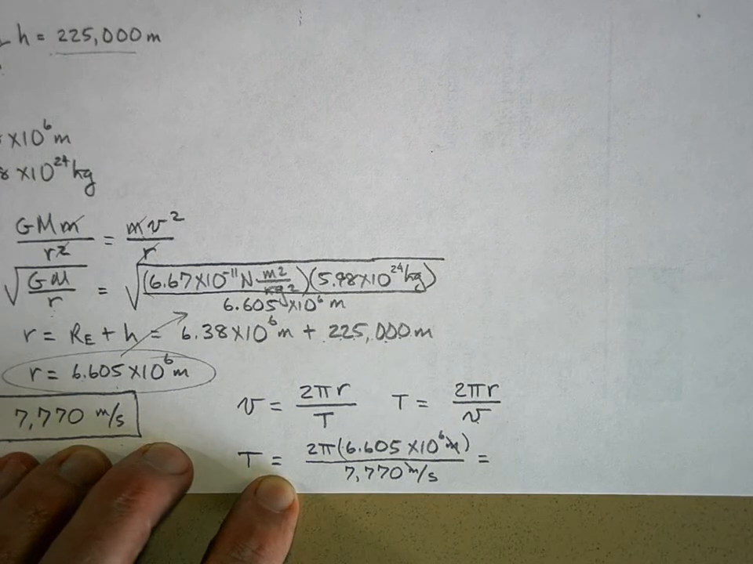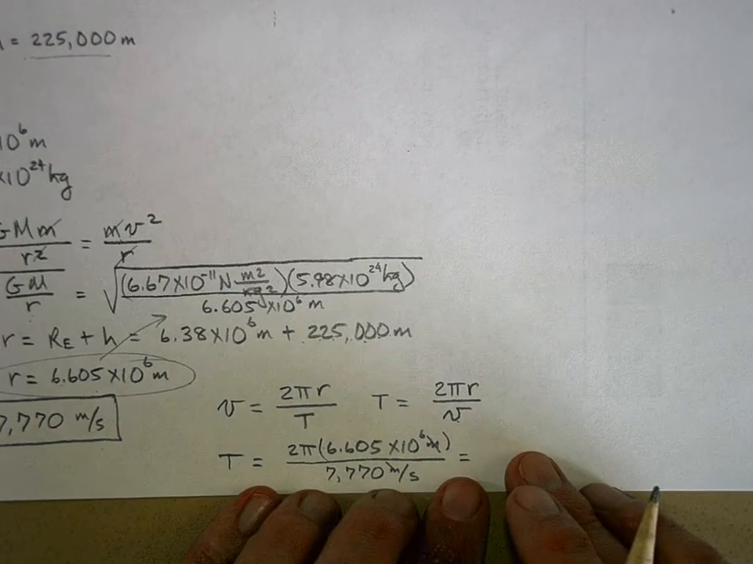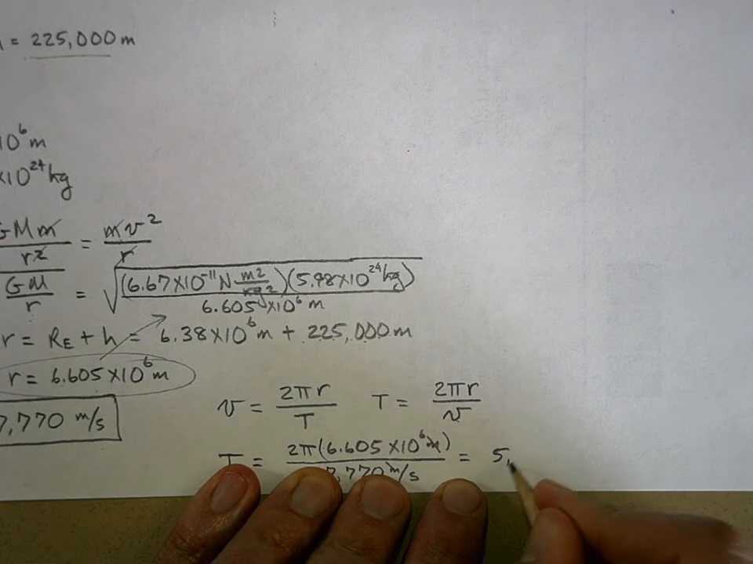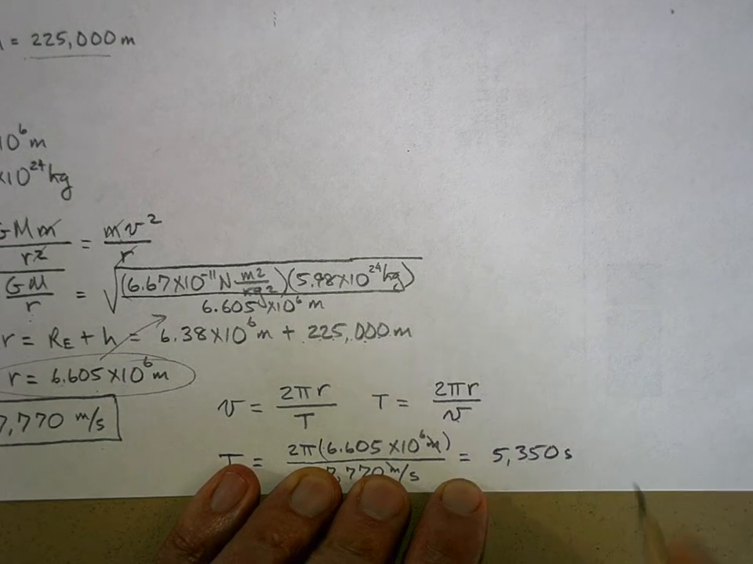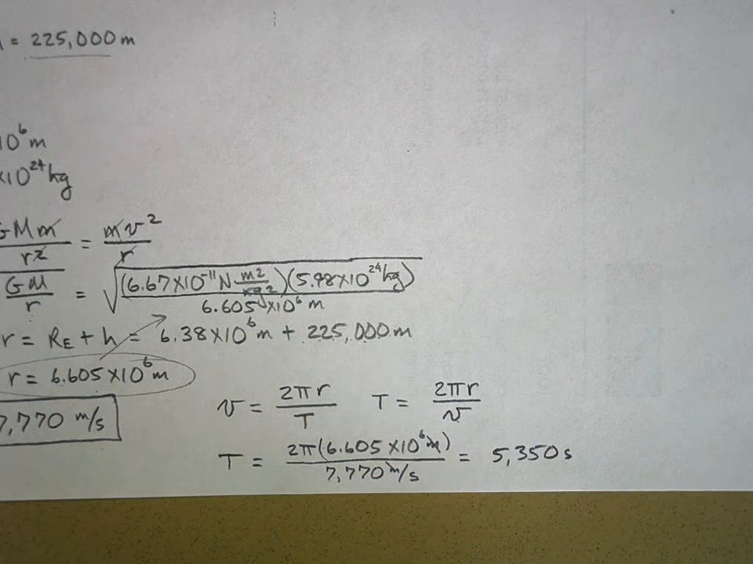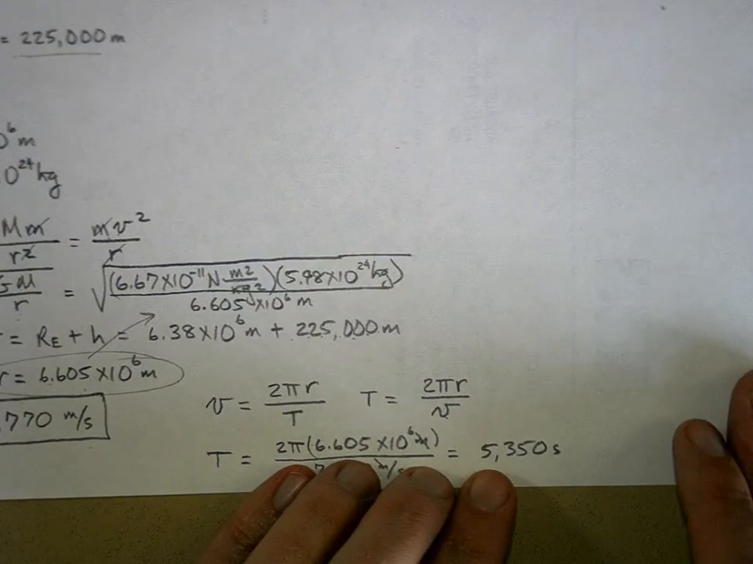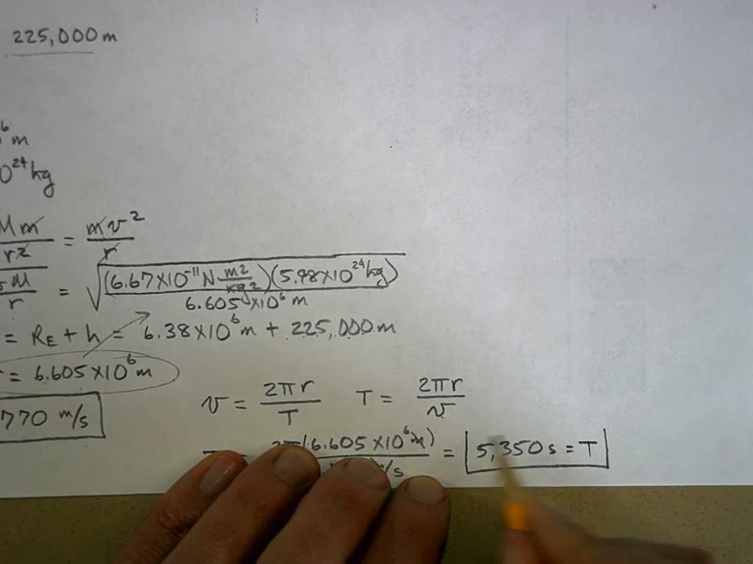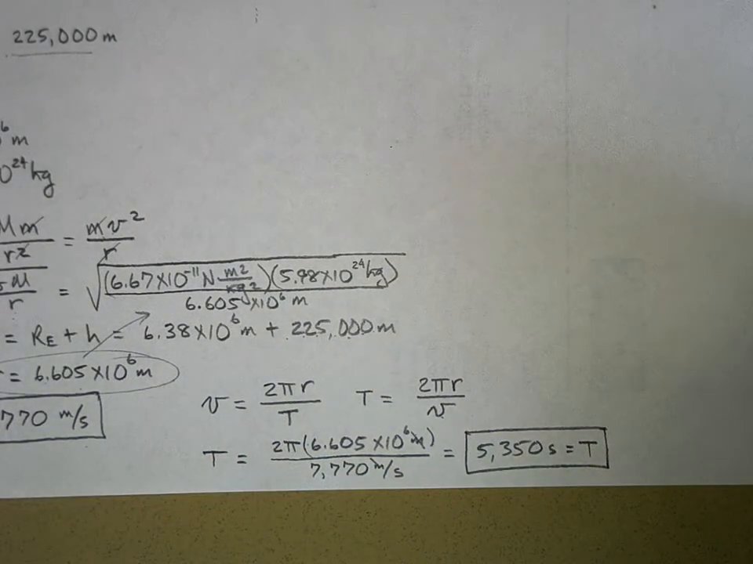And you get a value of, when you round it off, and do this yourself, 5,350 seconds. That's a little over 89 minutes, which is almost an hour and a half. So that's equal to my period. Now let me zoom out. We'll go over the whole thing here again.